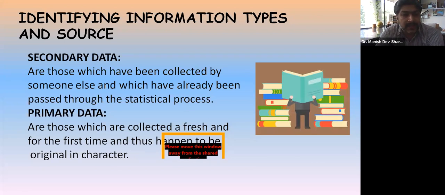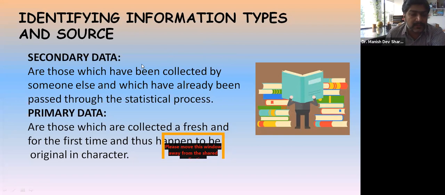Similarly, we have primary data, which is collected by you, collected in recent time, collected fresh and for the first time, and thus happens to be original in character because you have found it yourself. So that is why it is one kind of fresh data for you.